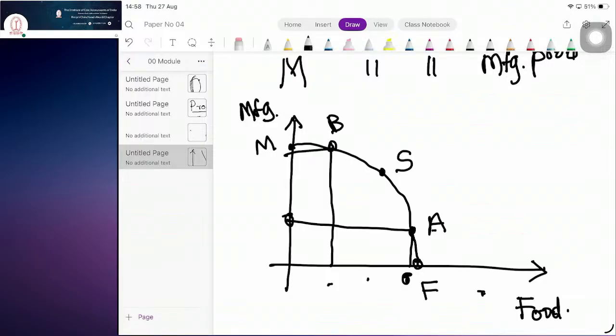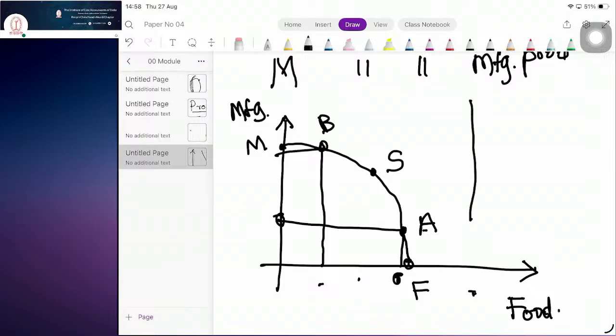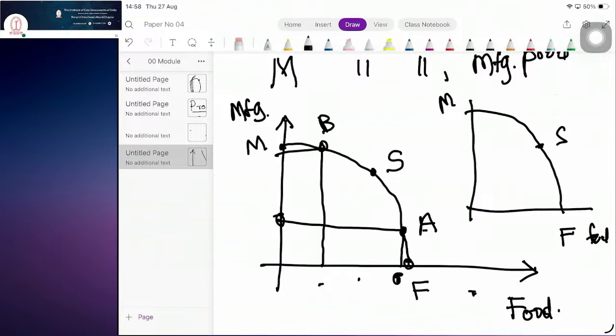Okay. Now think of, I'm writing 2 points. Try to think and tell me what they are. Suppose this is F, this is M. You know S is a point where you are 50% using resources in food and 50% in manufacturing. This is food, this is manufacturing. Suppose I'm asking you to tell me what is this point, U. What does point U suggest?